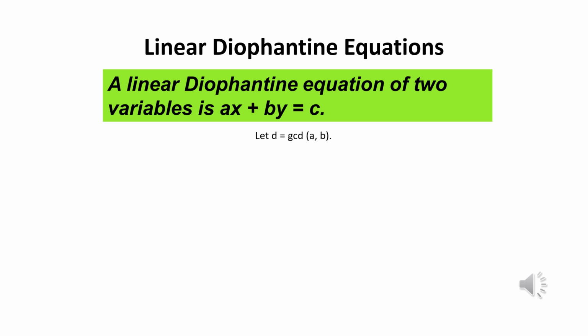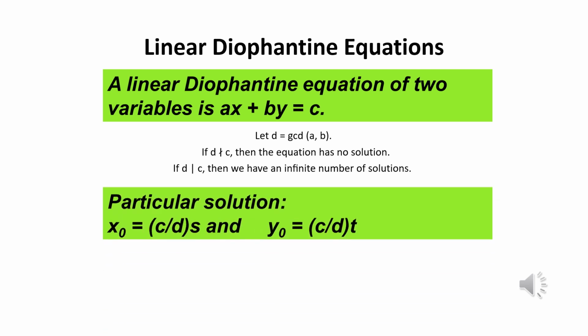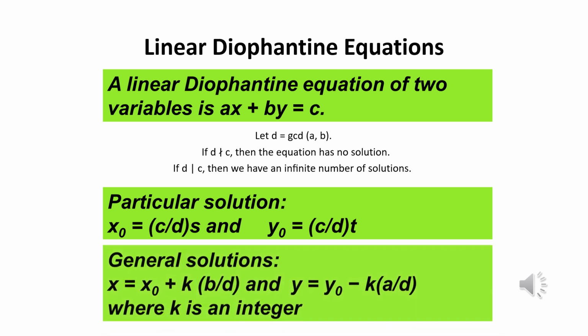Let d equal the greatest common divisor of a and b. If d does not divide c, then the equation has no solution. If d does divide c, then we have an infinite number of solutions. This type of equation has either no solution or an infinite number of solutions. One is called particular. To find the particular solution, use this formula. After finding the particular solution, the general solutions can be found using this formula.